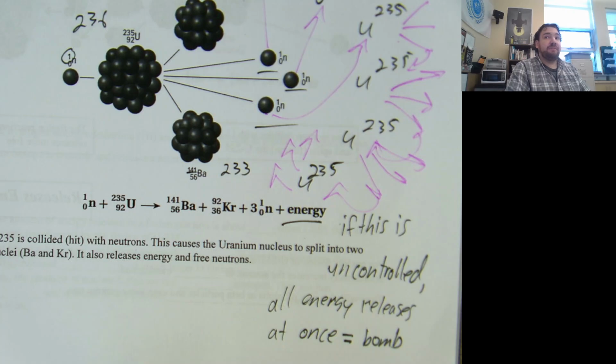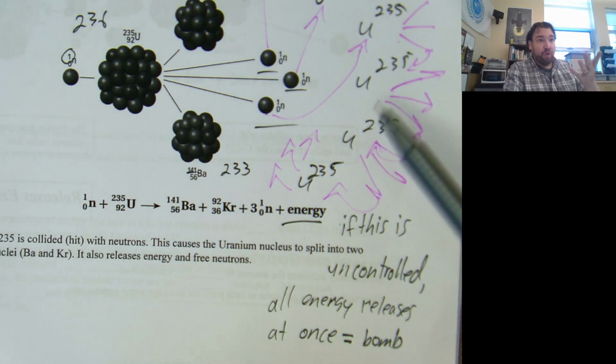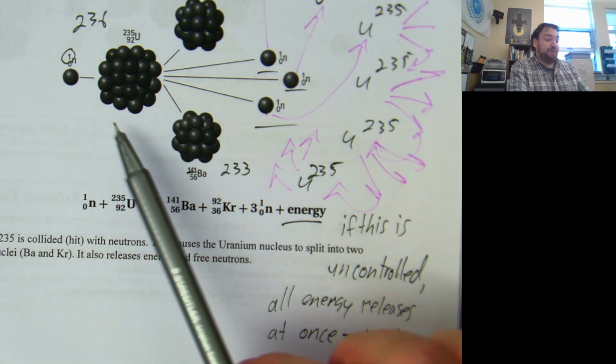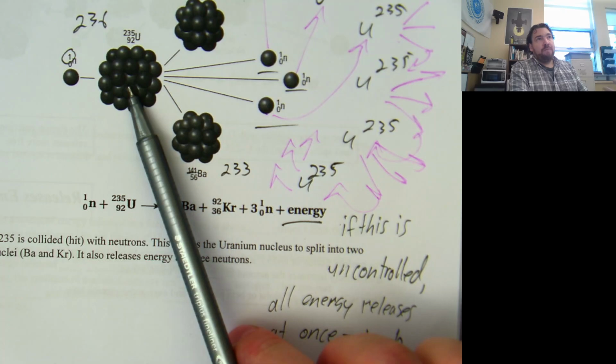Yes? So by control, do you reduce the amount of uranium atoms, or do you just make them go one at a time? You make them go one at a time somehow. The short answer is both.